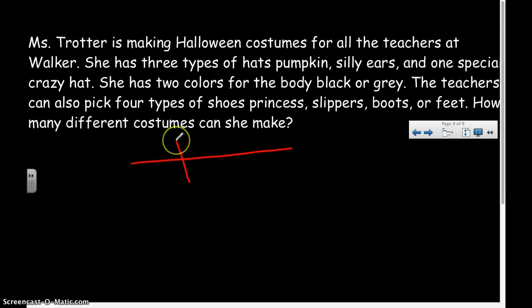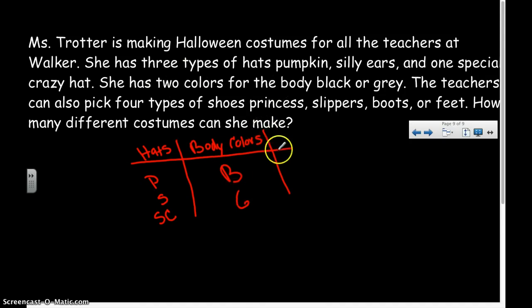Well, I'm going to make my categories right here. She has 3 types of hats, so I'm going to say hats. She has pumpkin, silly ears, and special crazy. She has 2 colors for the body, so I'm going to say body colors. She has black or gray. And then she has shoes. She has princess, slippers, boots, or feet.